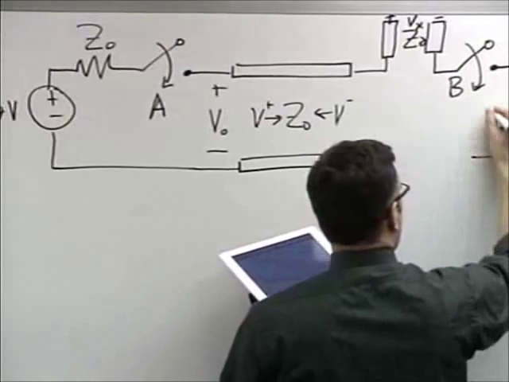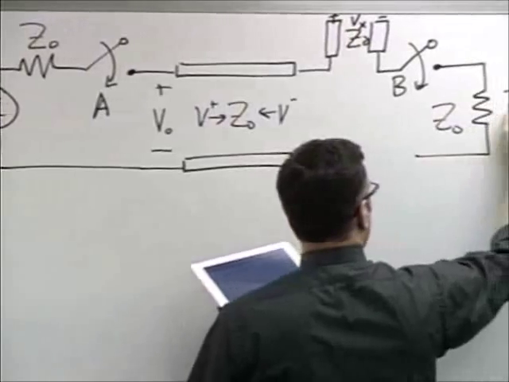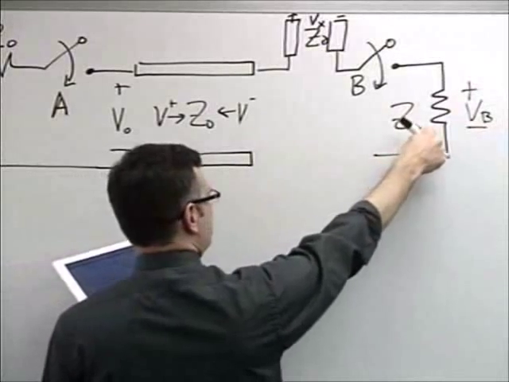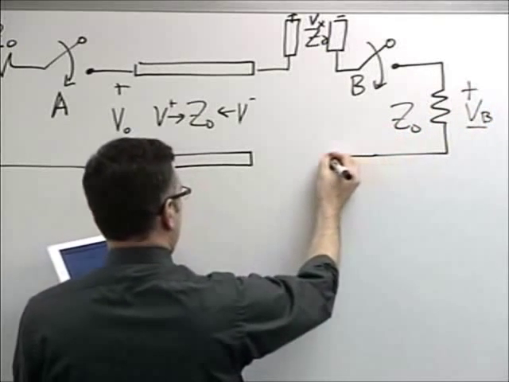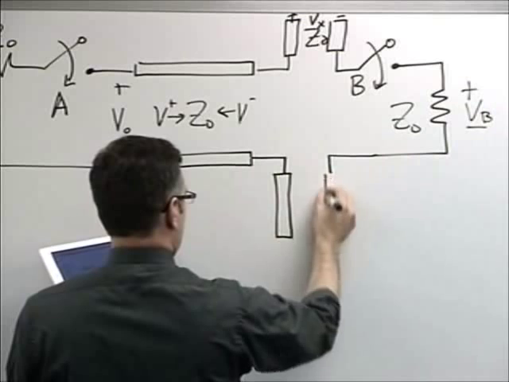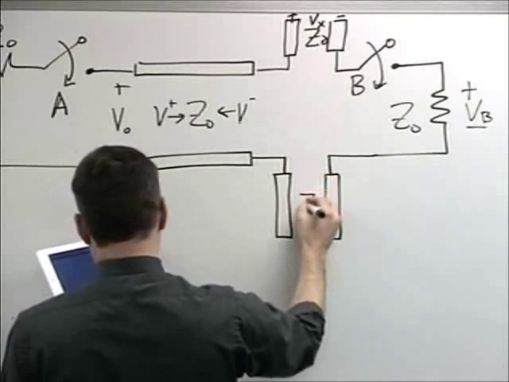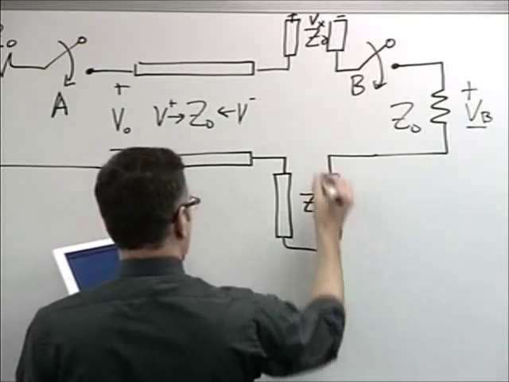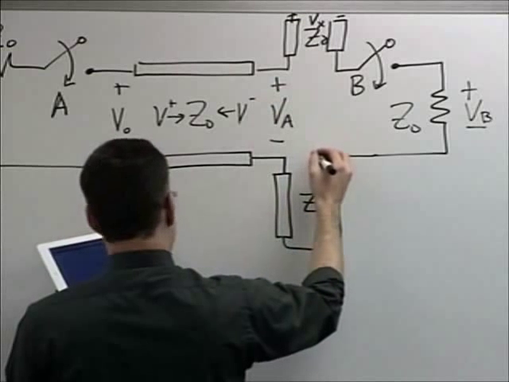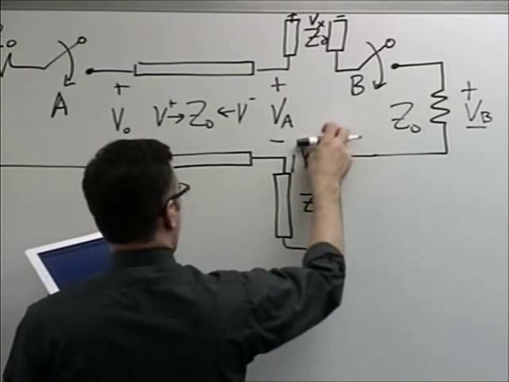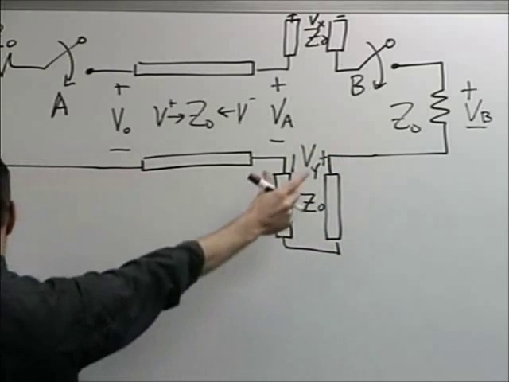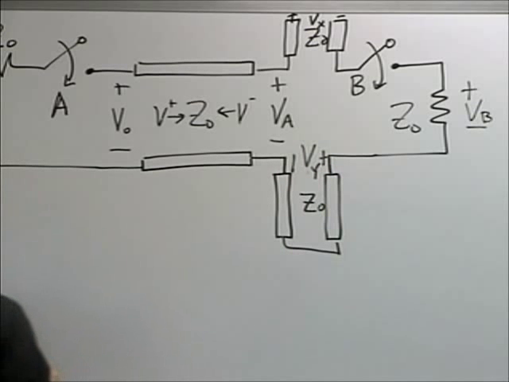A simple Z naught resistance, V sub B, a voltage measured across that resistor. It's not a transmission line. This is just a resistance in the network. And a similar Z-naught transmission line, but this one is short-circuited. And we are interested in the total voltage here, V sub A, and V sub Y. Voltage taken across the terminals of that last transmission line that we drew.